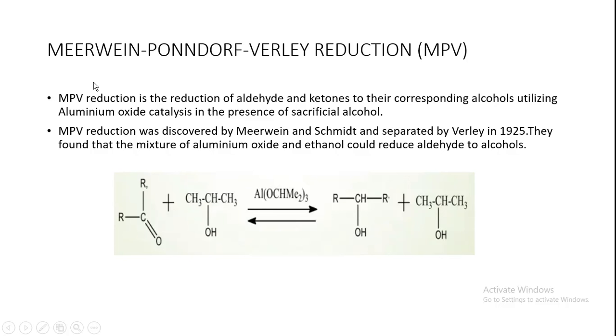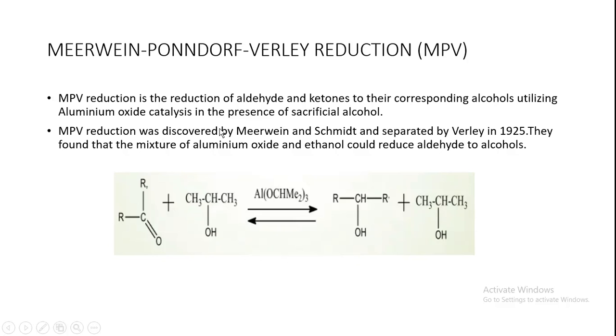Next, as I have already mentioned, the opposite of Oppenauer oxidation is the Meerwein-Ponndorf-Verley reduction. MPV reduction is the reduction of aldehydes and ketones to their corresponding alcohols, utilizing an aluminum alkoxide catalyst in the presence of a sacrificial alcohol. Sacrificial alcohol means this alcohol. From ketone to OH, from C double bond O to OH, that means reduction is taking place. That's why it is known as MPV reduction.